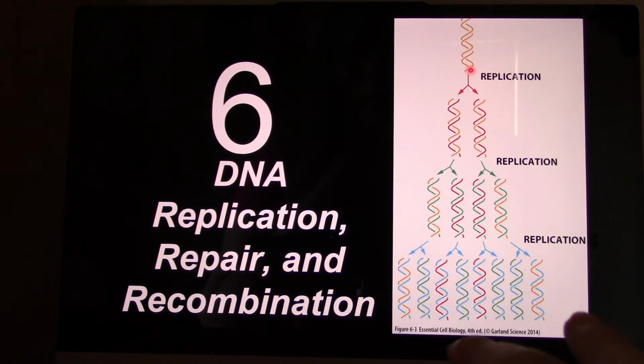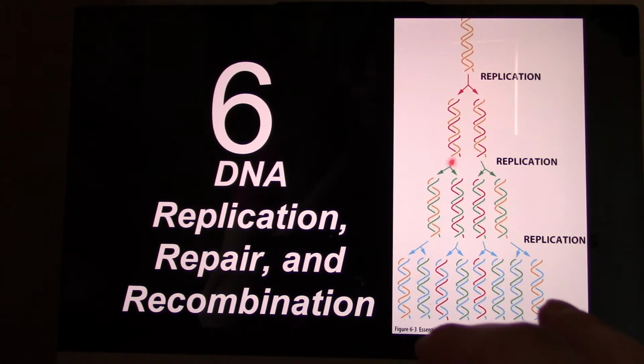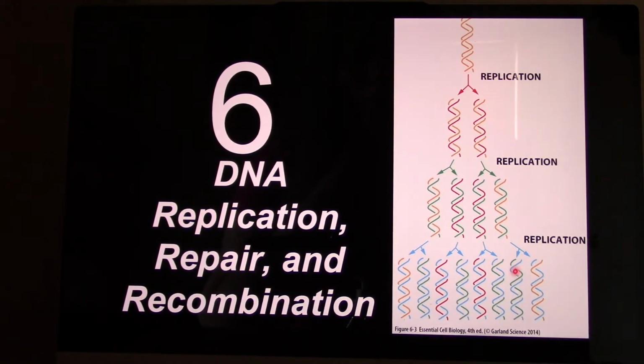We have a parent cell that's going to replicate its DNA and divide into two daughter cells. And then each of those daughter cells is going to replicate their DNA so that there's a molecule of DNA for each daughter. So we'll have 4 daughters and so on.